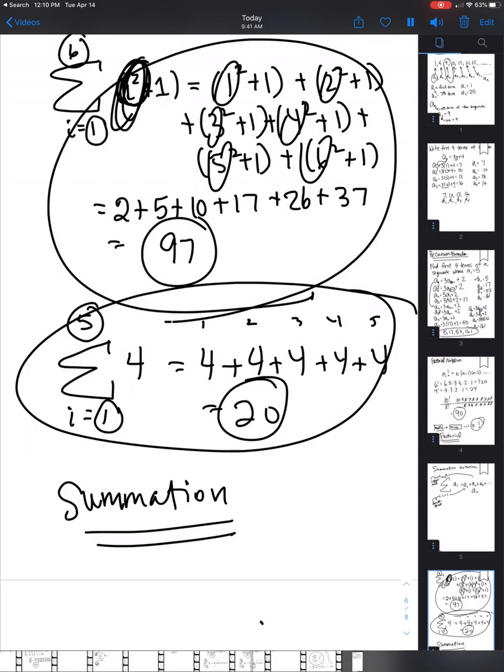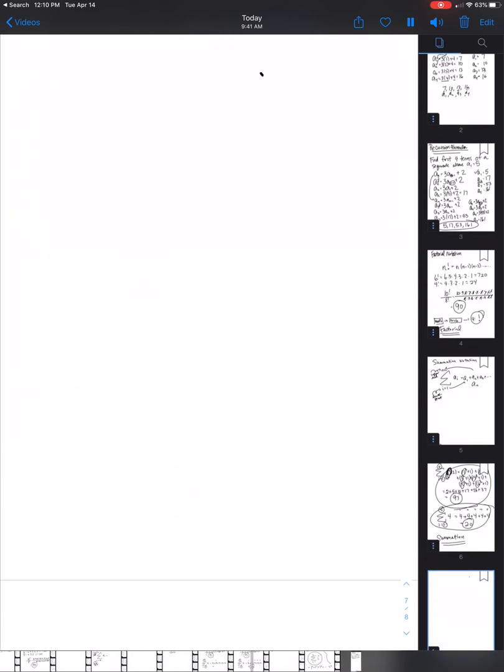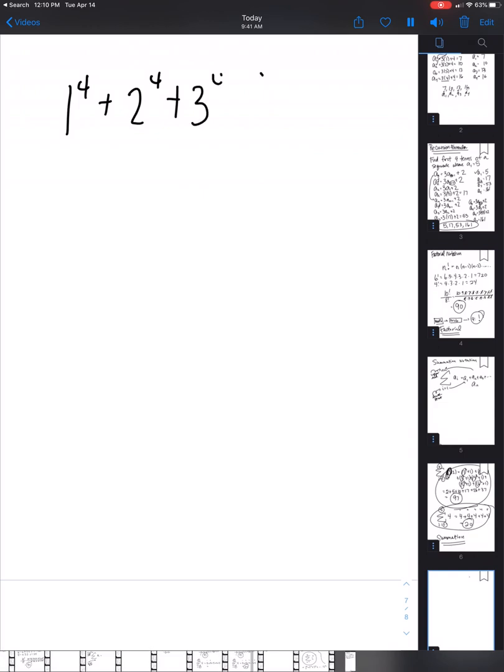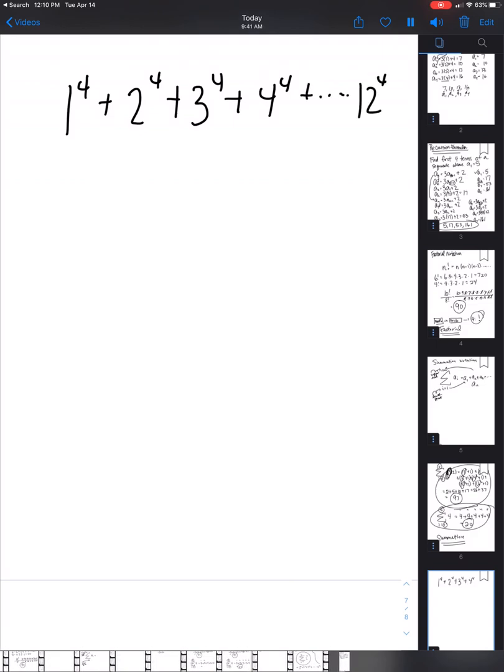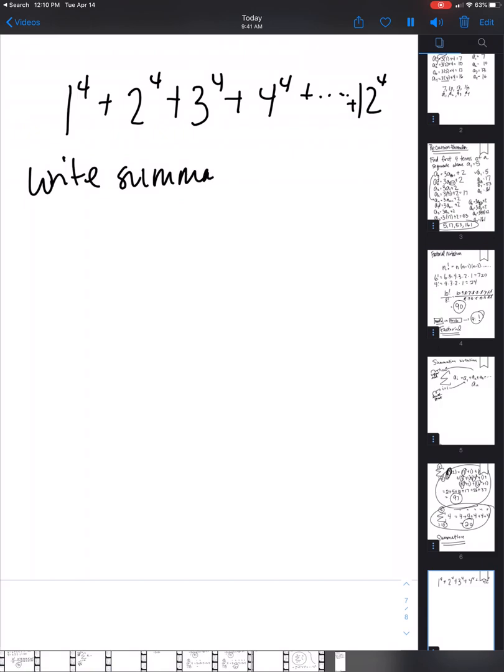Okay, so the last thing we're going to do is kind of go backwards and write from the expanded form of a summation. We're going to write the summation equation. Okay, so this is the example: 1 to the 4th plus 2 to the 4th plus 3 to the 4th plus 4 to the 4th plus dot dot dot plus 12 to the 4th. That's a pretty easy one. So we're going to write summation notation for the sequence above.